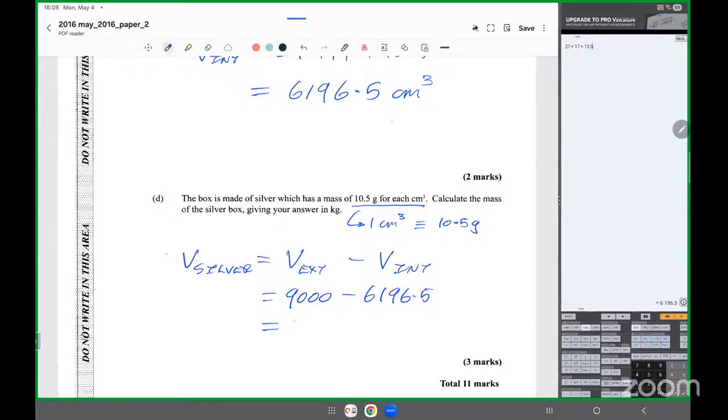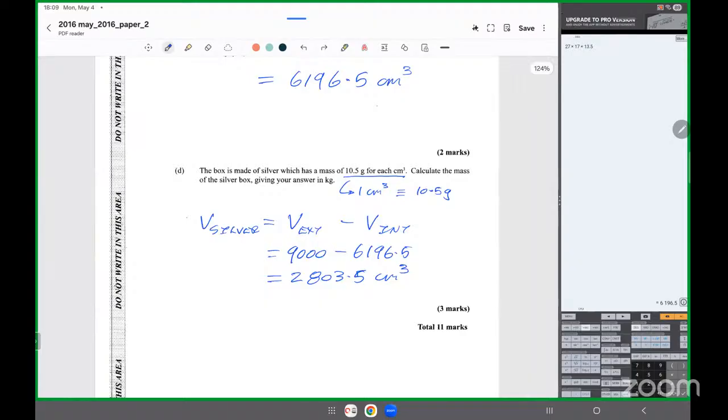That gives 2803.5 cm cube, right? But to get the mass now, since 1 cm cube is this many grams, I'm not going to divide, I'm going to multiply. If 1 cm cube is this, I'm going to know how much 2,800 some cm cube is when I multiply by this. We may get it in grams, right? So I'm going to say now the mass of the box then. We make this small.